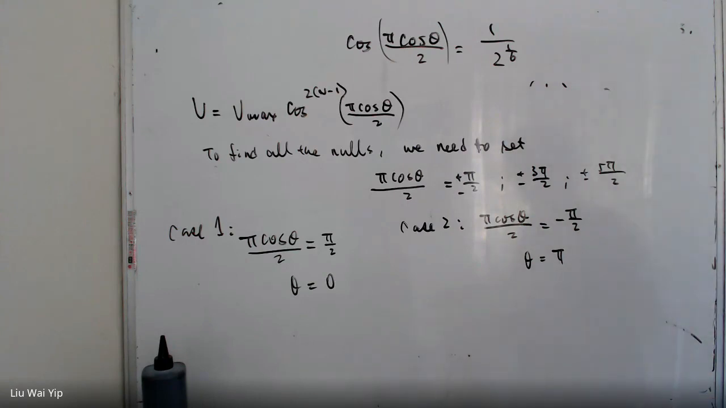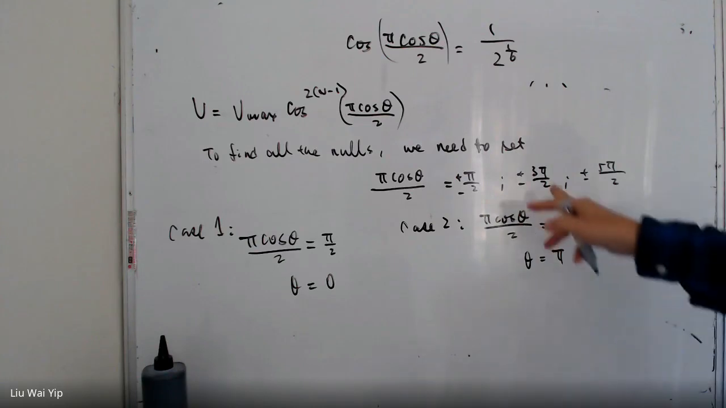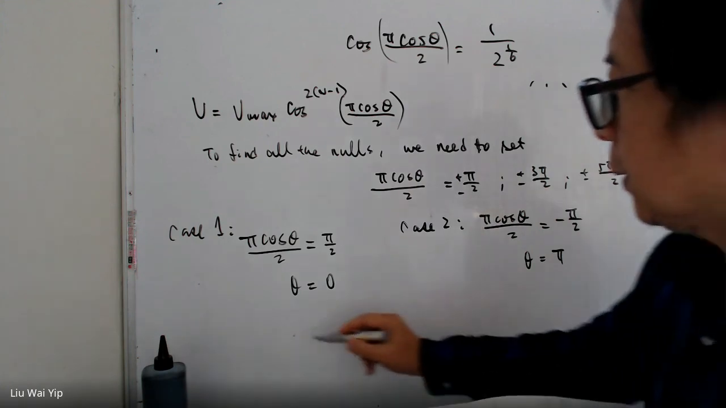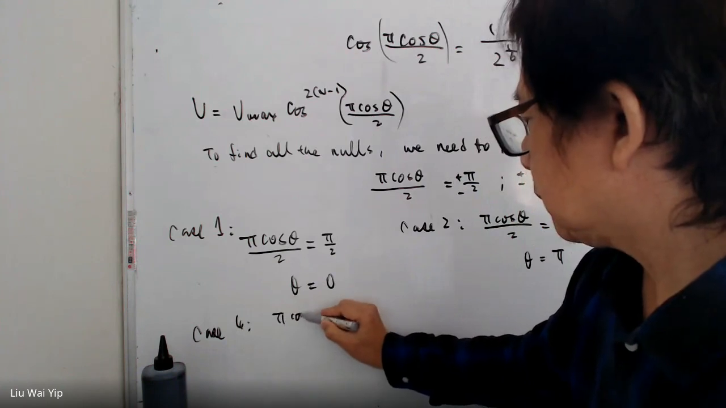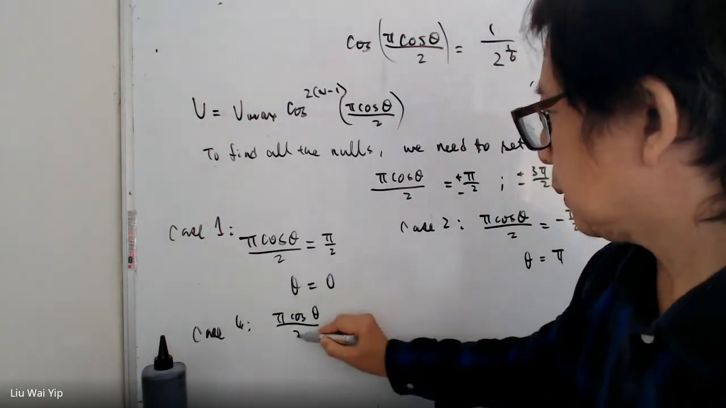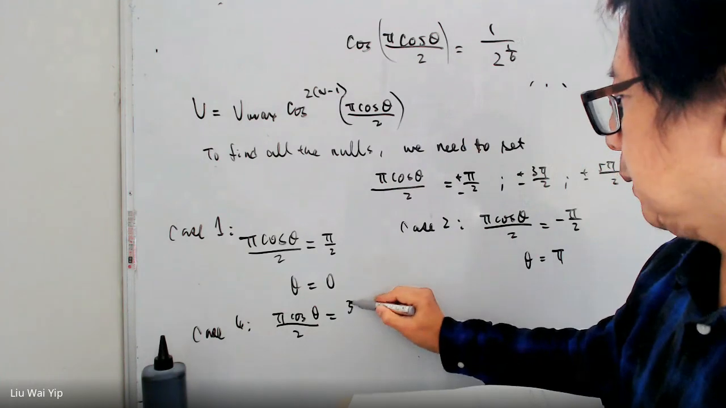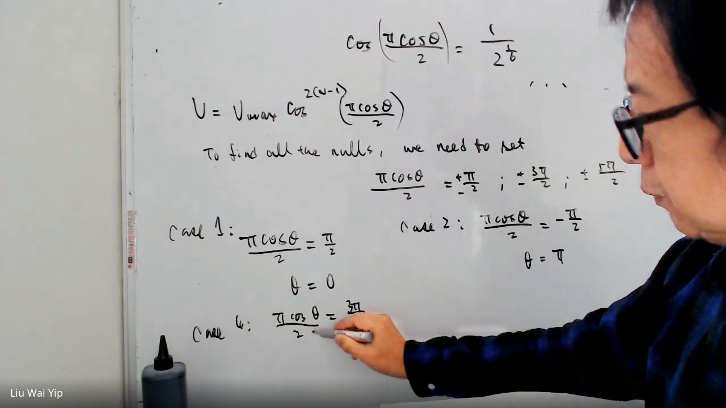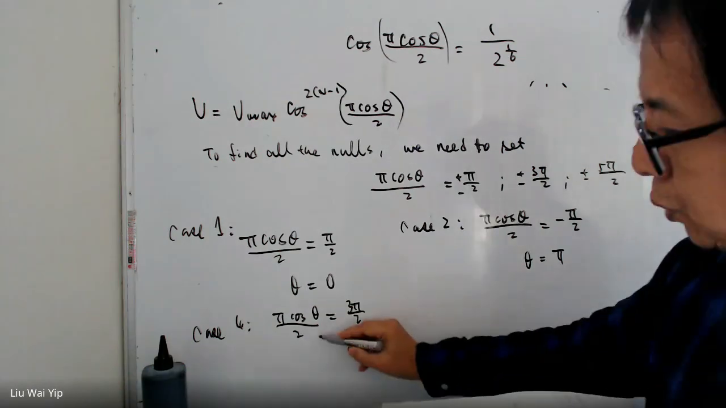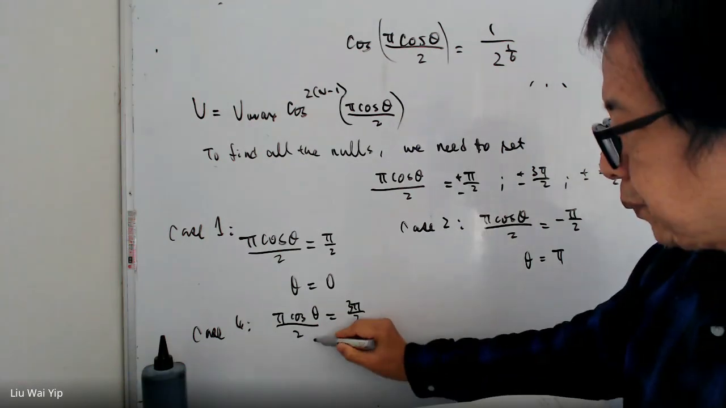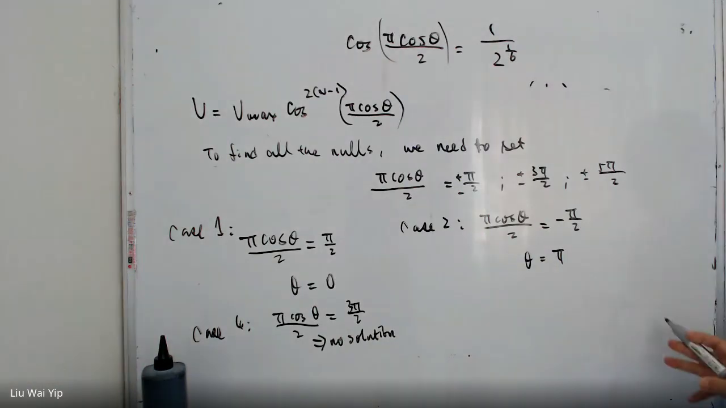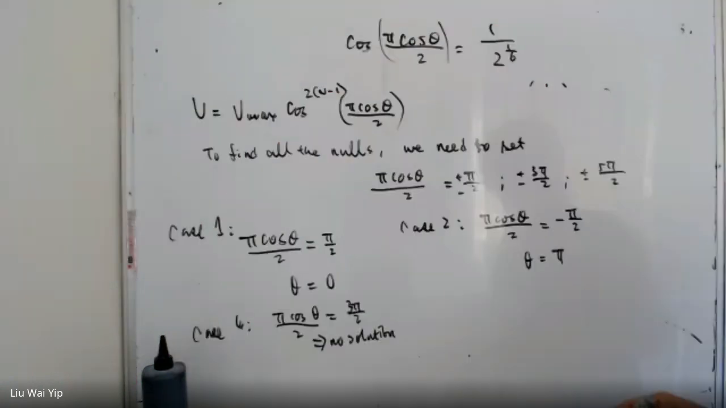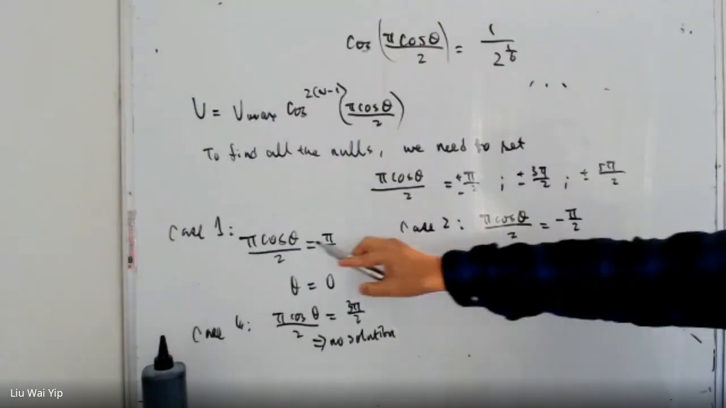And how about 3 pi over 2? So case 3. Based on the information here, there is no solution. If we continue this process, we will end up with the same conclusion, no solution. So we have only 2 nulls here.